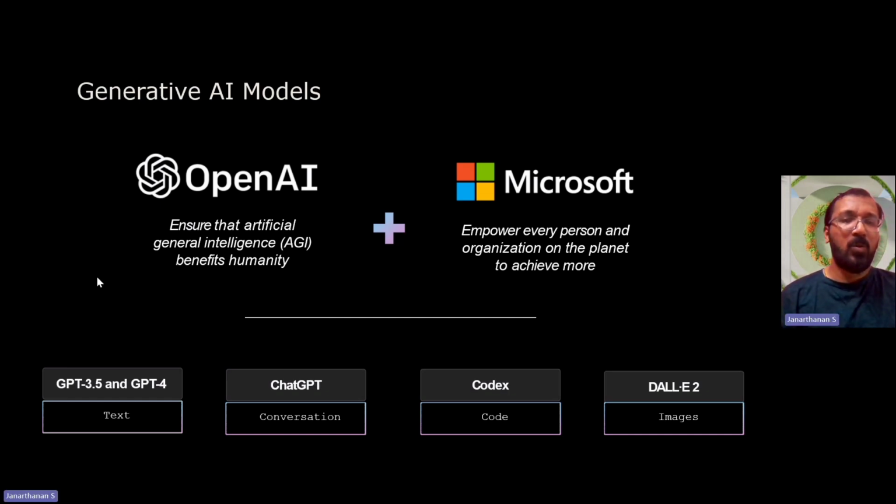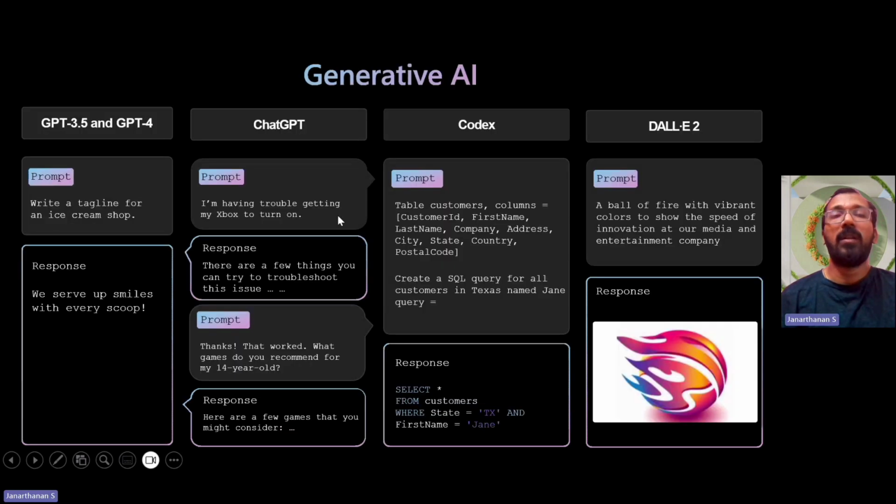Let's see some examples. The generative AI models example. You can notice here, there is a prompt that says write a tagline for an ice cream shop. So here the prompt is in text format and we are looking for the response again in text only. In ChatGPT, the prompt is again text and you are looking for the response also in text, which is nothing but any conversational AI experience or any type of communication you want to build between the human being and the assistant, you can make use of ChatGPT.